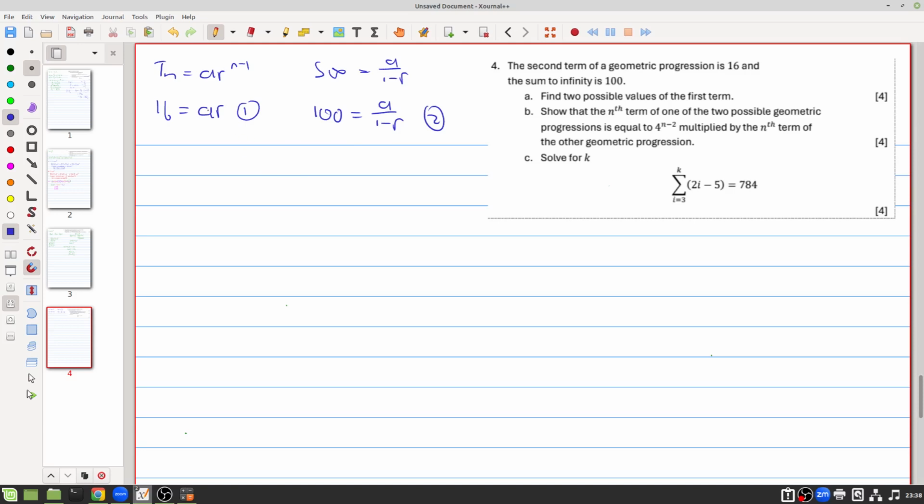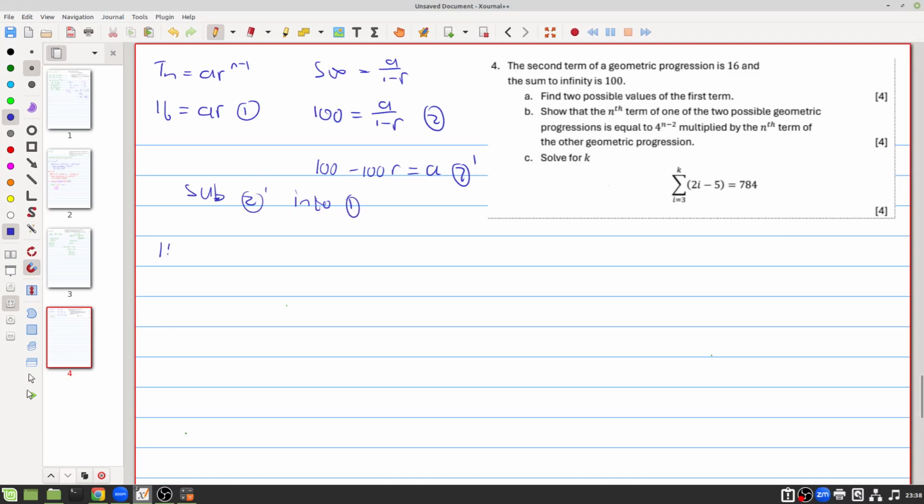So I'm going to say, what do I want to do? Let's get rid of the fraction here. So let's multiply both sides by 1 minus r. So that's going to be 100 times 1 and 100 times negative r. So 100 minus 100r equals a. So now we have a by itself. So we're going to substitute this new equation 2 into equation 1.